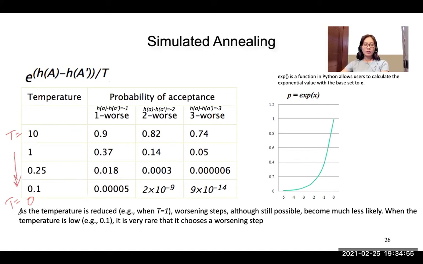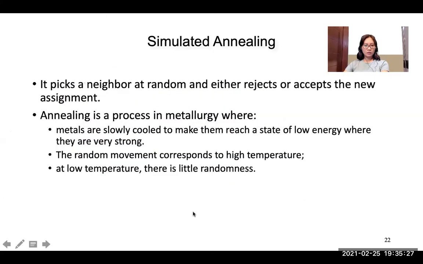Now, how about if the temperature is closer to 0? The probability of accepting a solution that is worse than the current state is even lower, very, very low, like this, maybe in this area. And it becomes 0.0-something. This is very, very low.